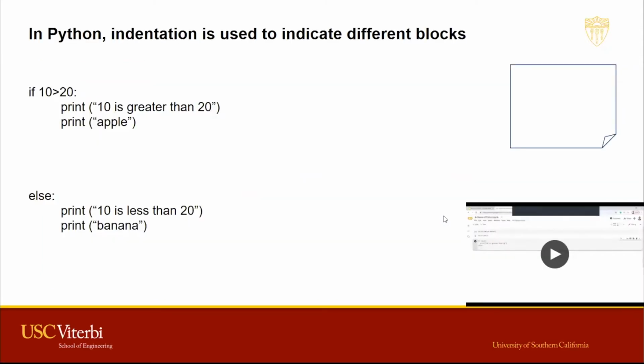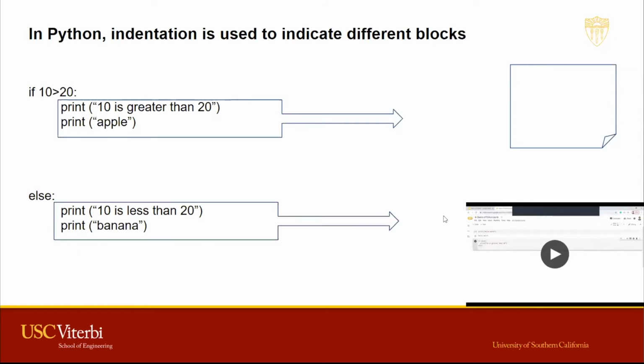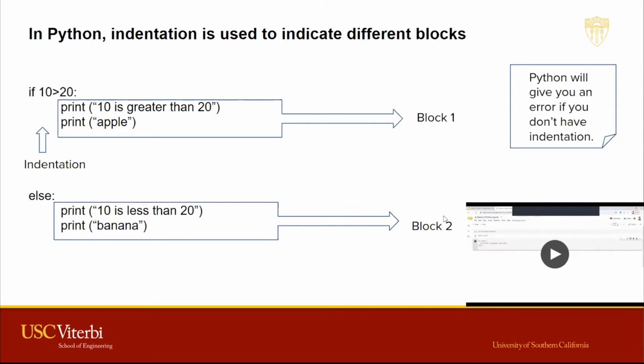So the two statements below the if statement are one block. The two statements after the else statement are another block. These are shown with the help of indentation. Now, indentation might be a single space, multiple spaces, or a tab. But it is very important to note that Python may give an error if proper indentation is not provided. Let's look at its implementation.